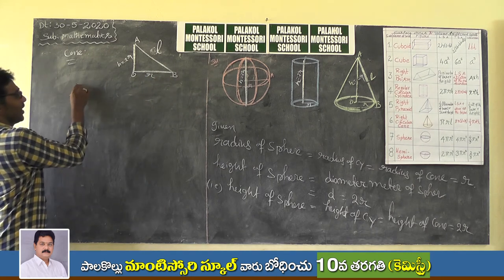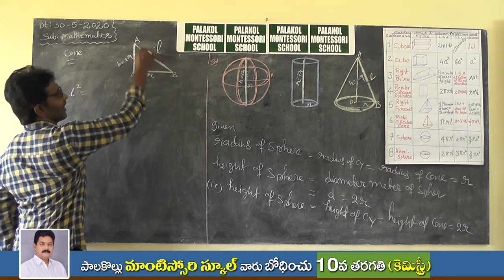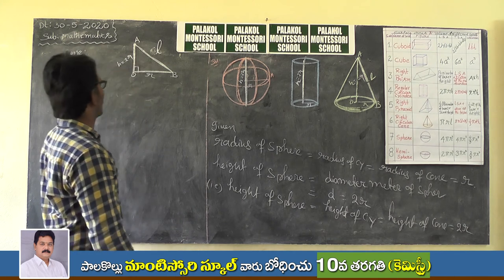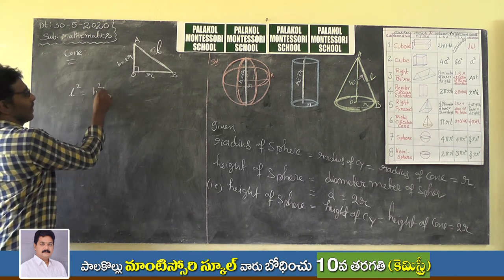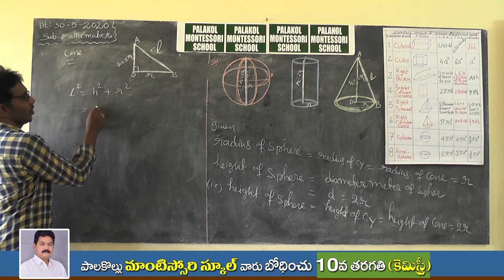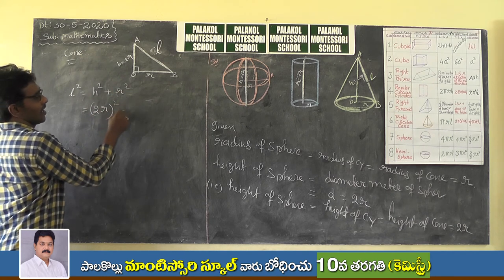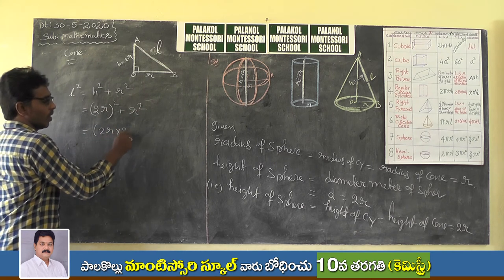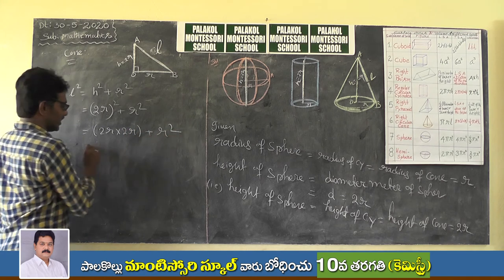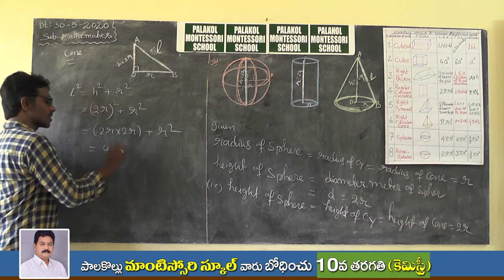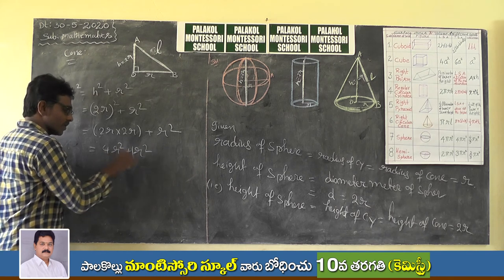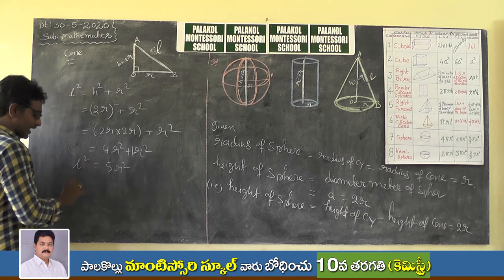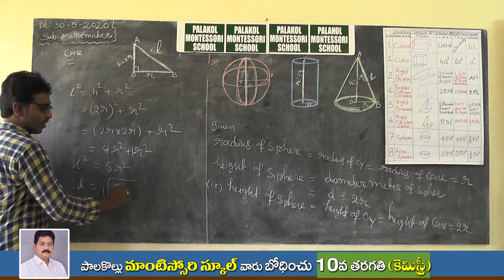So L square is equal to, it is a right angle triangle, you apply hypotenuse square is equal to side square plus side square. So L square is equal to H square plus R square. H value is 2R whole square plus this one R square. 2R whole square means 2R into 2R, plus R square. This is 2 2 4, 4 R square plus R square, 5 R square. This is L square. You want L, therefore L is equal to root of 5 R square.